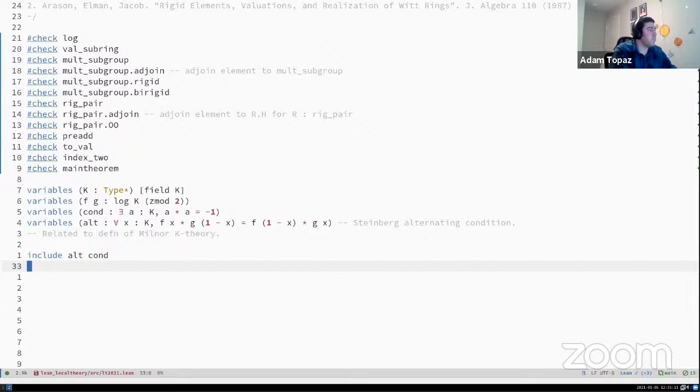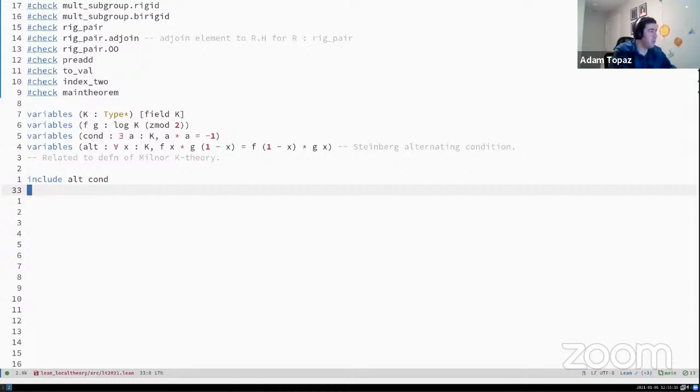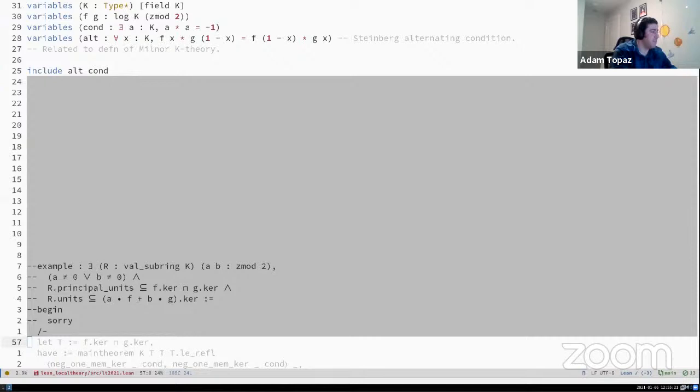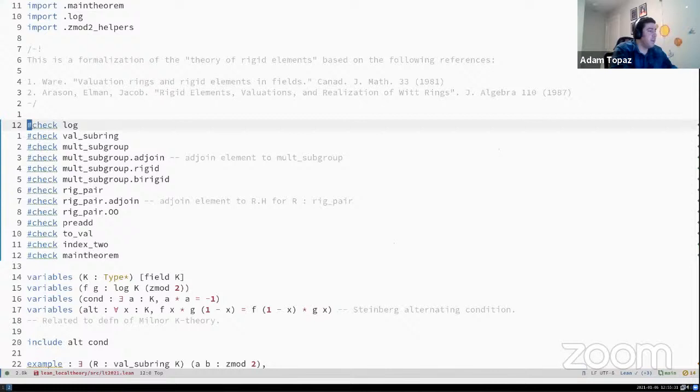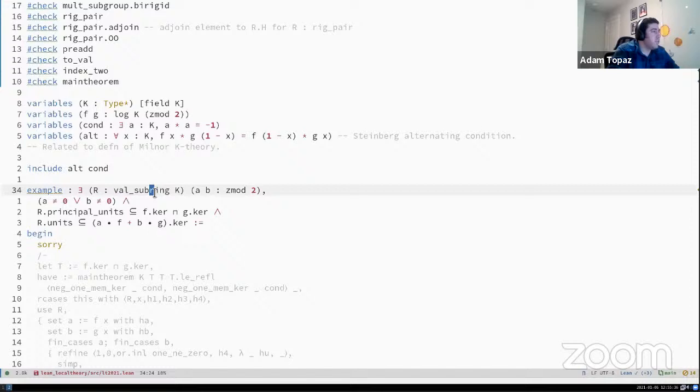Okay, so let me state my main theorem here. Why did I put a bunch of empty spaces, just for dramatic effect. So here's the theorem. It says that under these assumptions, there's a valuation ring, two elements in Z mod 2, one of which is non-zero, such that the principal units, that's the 1 plus m associated to the valuation ring, is contained in the kernels of both of these logarithms, f and g, and such that the units are contained in the kernel of the linear combination associated to a and b with respect to f and g.